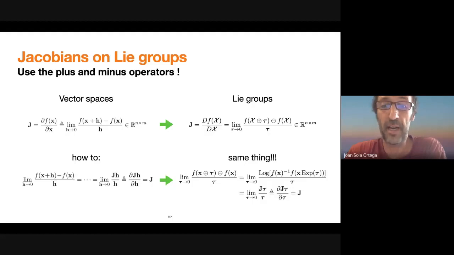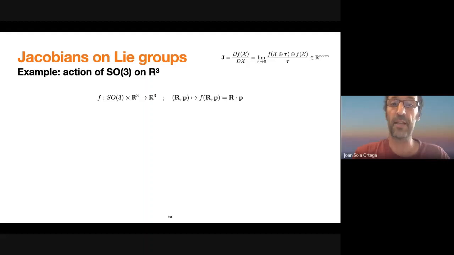So f of x plus tau minus f of x is this weird formula on top: logarithm, because of the minus, of f of x inverse, because of the minus, times f of x exponential tau, and x exponential tau is the plus operator that we defined before. And so you write this, you start manipulating these expressions, up to the point that you get J times tau divided by tau. And then the Jacobian is J. This looks super complicated. It's not. It's usually very quick to do and very easy. Okay? Let's do an example.